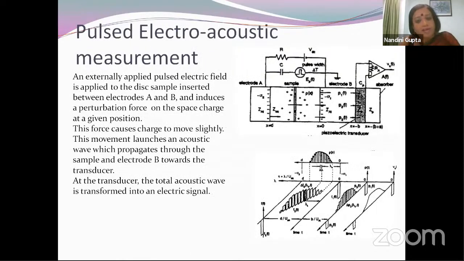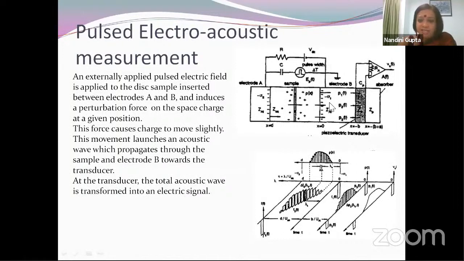So there are various techniques for charge measurement. I will not go into all of them simply because I do not have practical experience with those techniques. You can look them up in any book on space charge measurement. I will talk about the particular space charge measurement technique that we use in the laboratory, which is the pulse electroacoustic measurement.